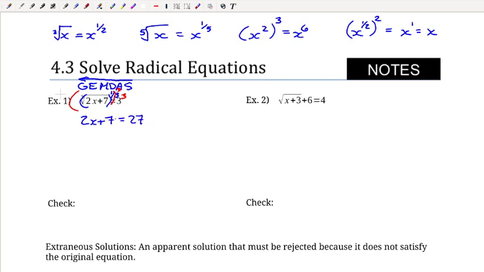Now at that point, I've just got a linear equation and I can solve it with all my normal things. So subtract the 7 from both sides, and I've got 2x equals 20, and then I can divide by 2 to get x equals 10. Now that seems like a likely looking answer. Let's see if it checks out.